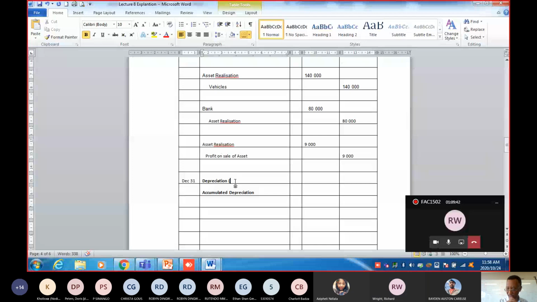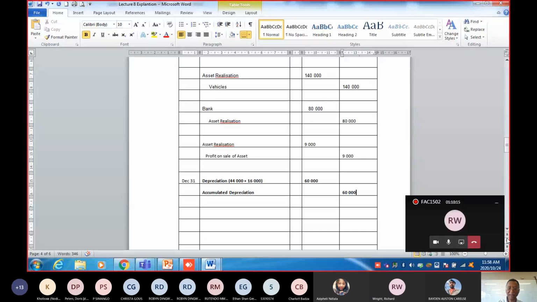So on the 31st of December, if I must account for depreciation on the remaining items, it would be the 44,000 plus the 16,000. And I debit depreciation, the amount is 60,000 Rand. And I credit my accumulated depreciation, 60,000 Rand. That is the journal entry at the end of the year to account for my depreciation at the end of the year.